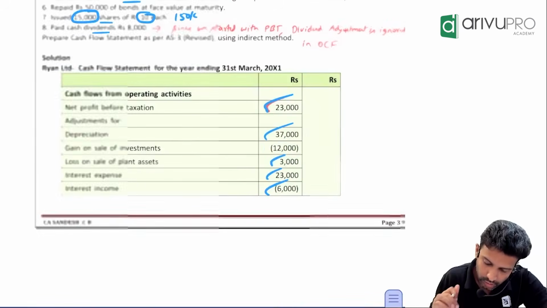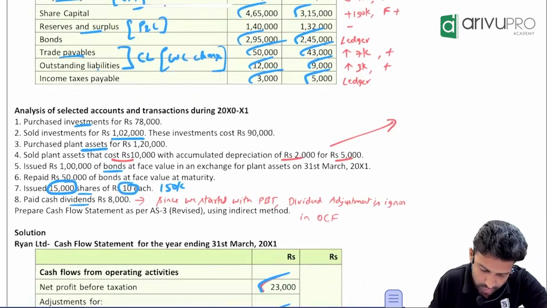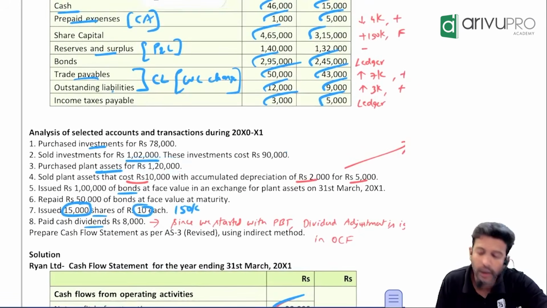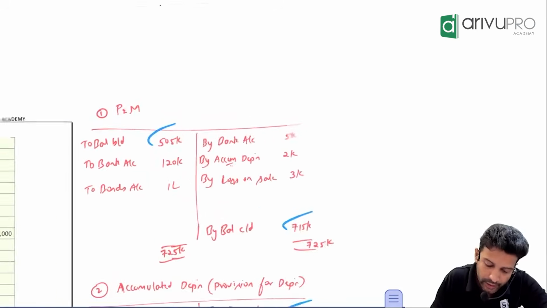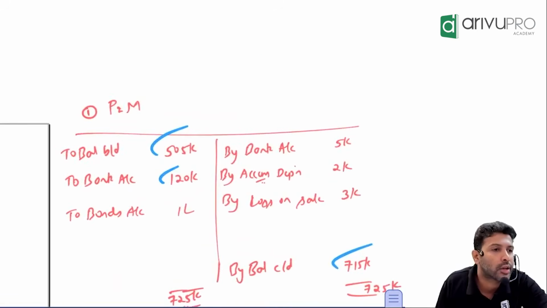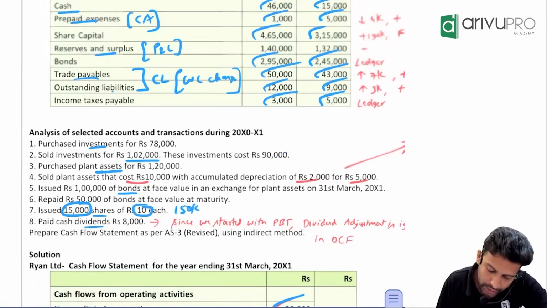Moving along. What is next? Purchased plant asset for 120,000. What is the entry for plant purchased? Plant account debit to bank account. How much? 120,000.